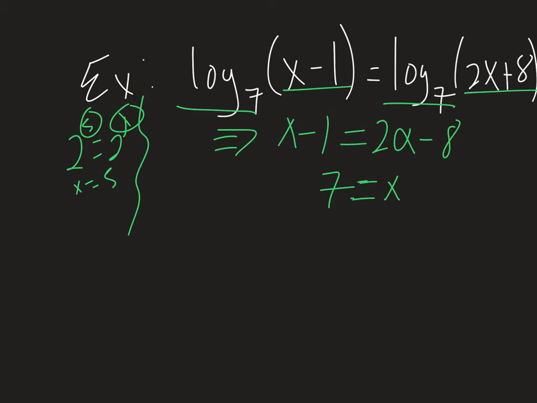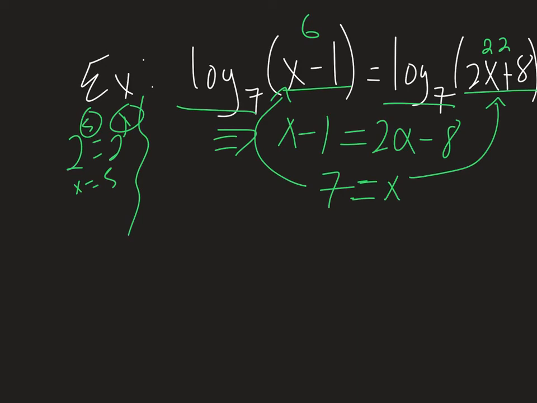Again, I'm going to plug it in and make sure it works. I have 7 minus 1, which is 6. I can take log base 7 of a positive 6. That's fine, so that works. And likewise, I'm going to plug it in over here. 2 times 7 makes 14, plus 8 makes 22. And we can take log base 7 of a positive number.